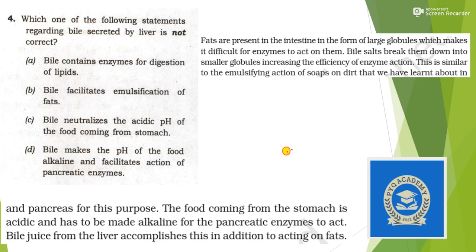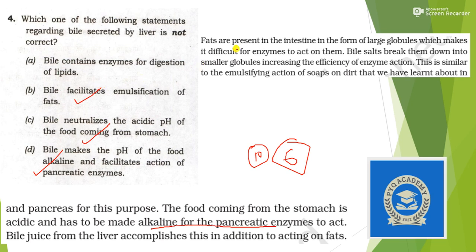This is also from the same chapter, class 10, chapter 6, the life processes chapter. The food coming from the stomach is acidic and has to be alkaline for the pancreatic enzymes, and it is being made alkaline by the bile juice. So this is true. A similar kind of statement is given here also: the bile neutralizes the acidic pH of the food coming from the stomach. Yes. Then bile facilitates emulsification of fats.